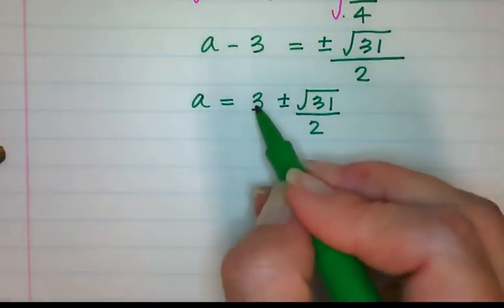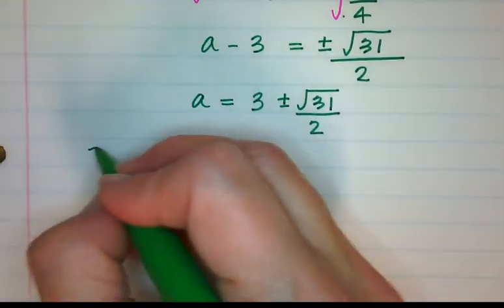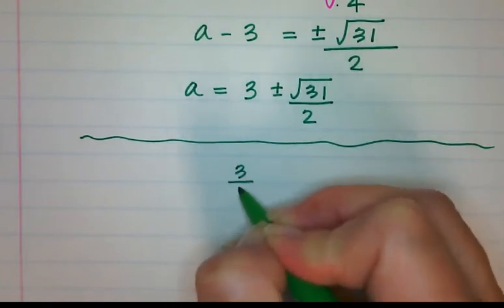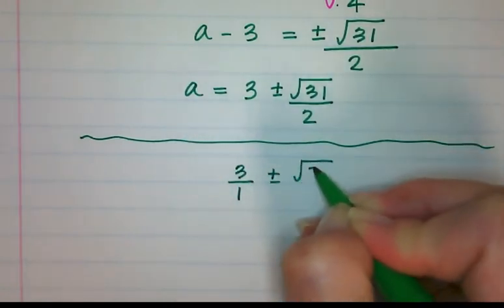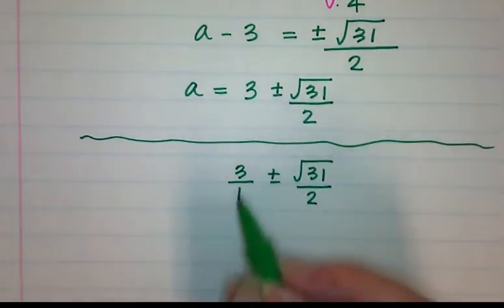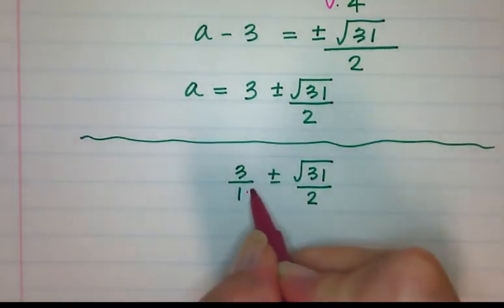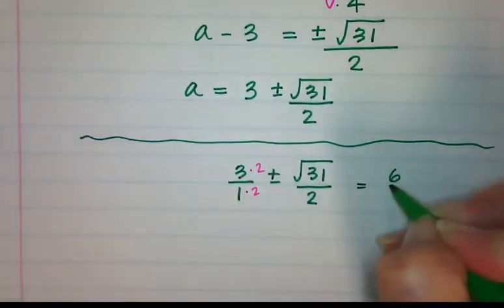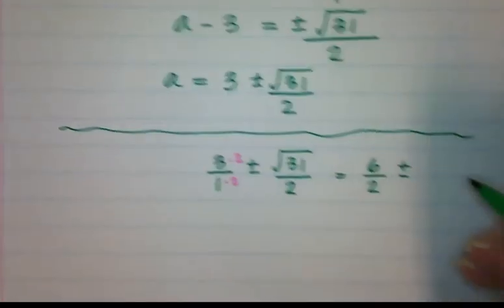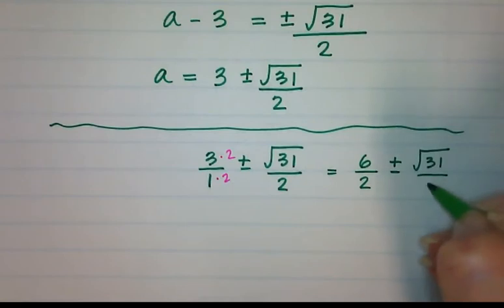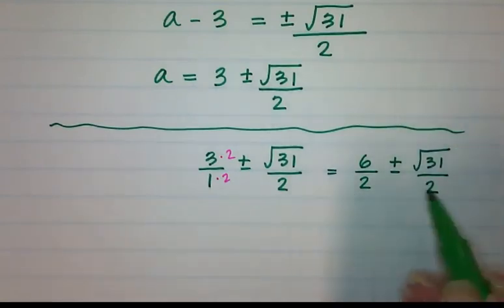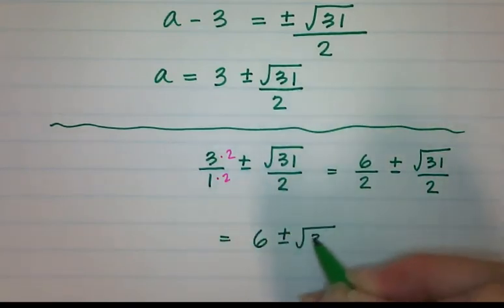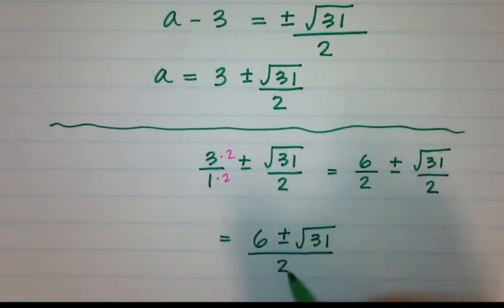So keep in mind that we can get a common denominator here. So this is a little bit to the side. So we could write 3 over 1 plus or minus the square root of 31 over 2. So if we want to get a common denominator here, we need to multiply by 2. So that would end up giving us 6 over 2 plus or minus the square root of 31 over 2. And then at this point, we can go ahead and add the 6 plus or minus the square root of 31 and put that over 2.